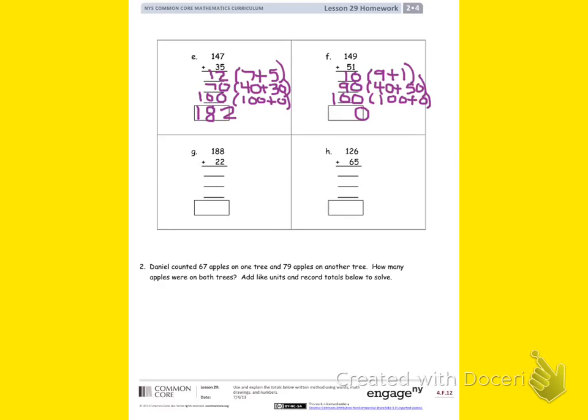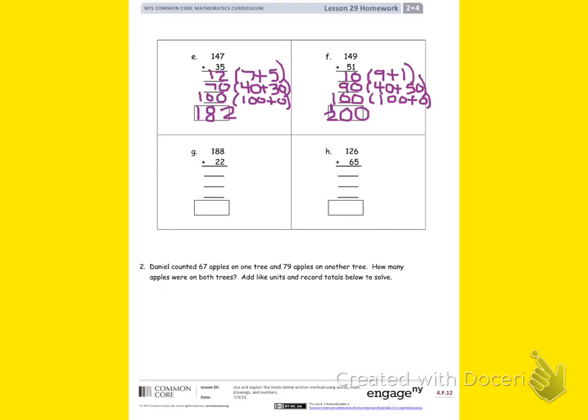1 group of 10 plus 9 groups of 10 is 10 groups of 10. Plus no more is still 10 groups of 10. So we'll put the 0 here and the 1 here. 1 group of 100 plus another group of 100 is 2 groups of 100. So 149 plus 51 equals 200 total. Now you use this strategy to solve items G and H. Make sure you write on the side using the parentheses like I did. That way your teacher knows exactly what numbers you are adding together.